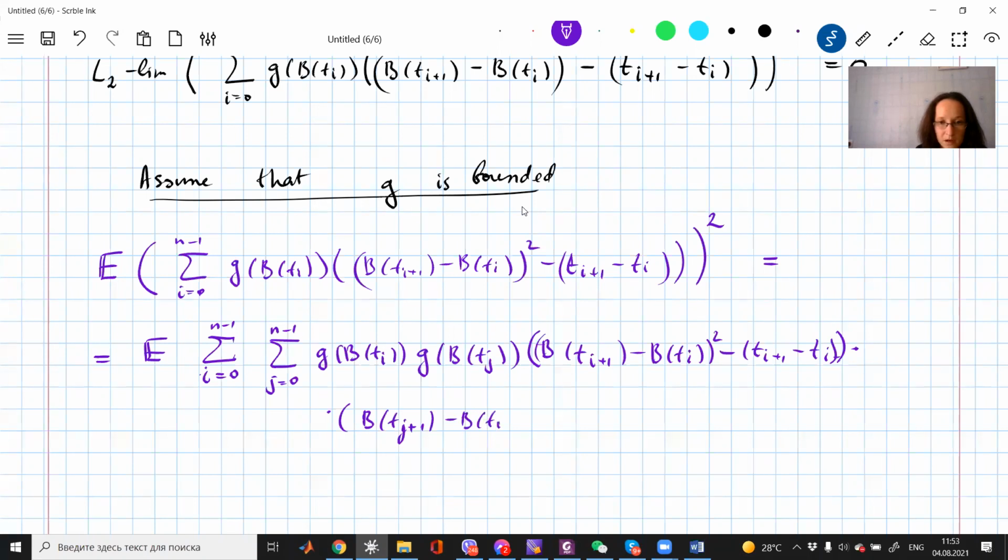Minus B from T_i to the square, I'm sorry, T_j plus one minus T_j. Okay, so now I put the expectation into these sums.